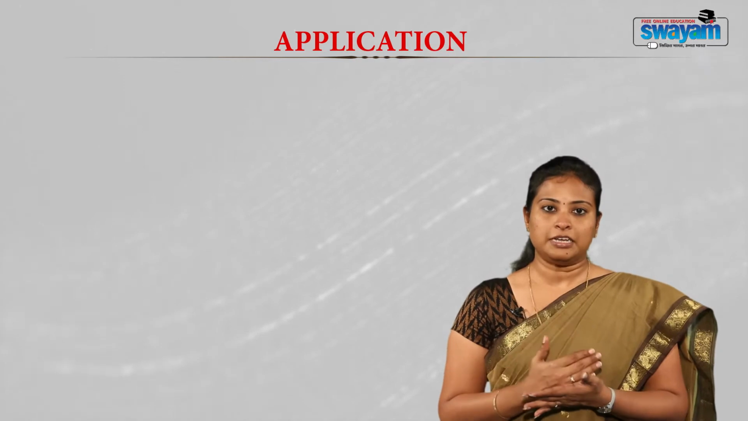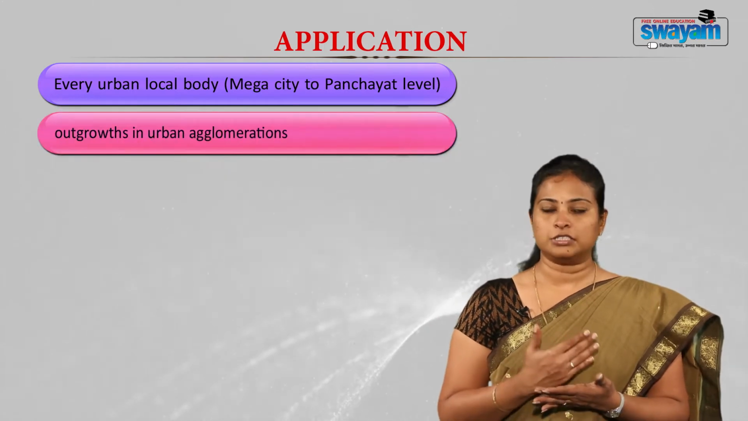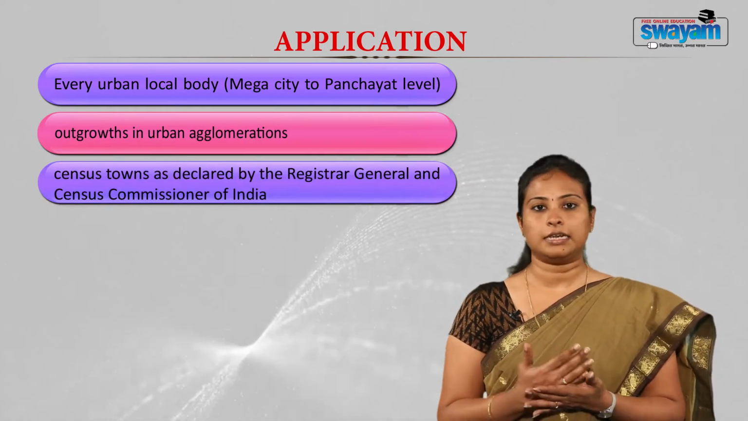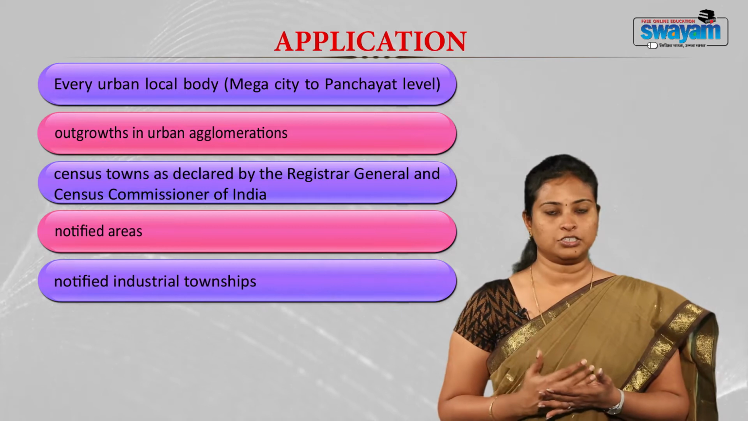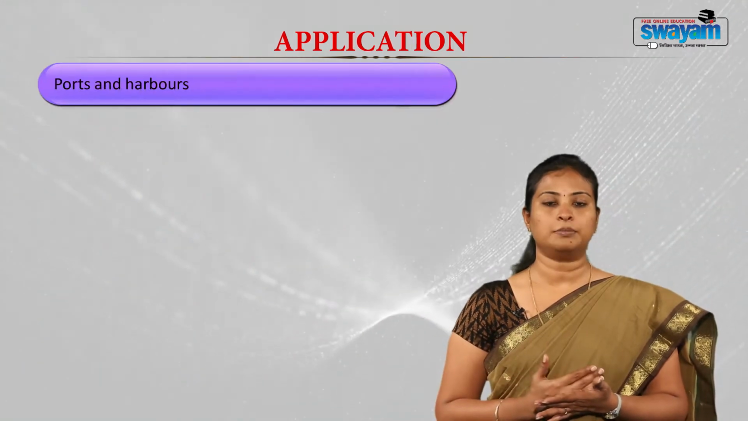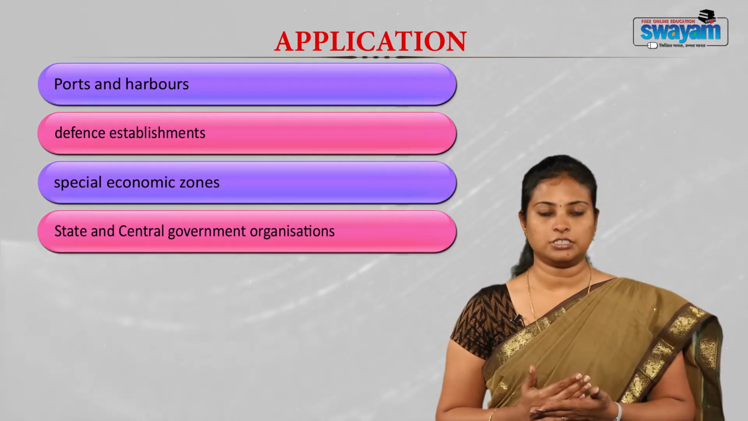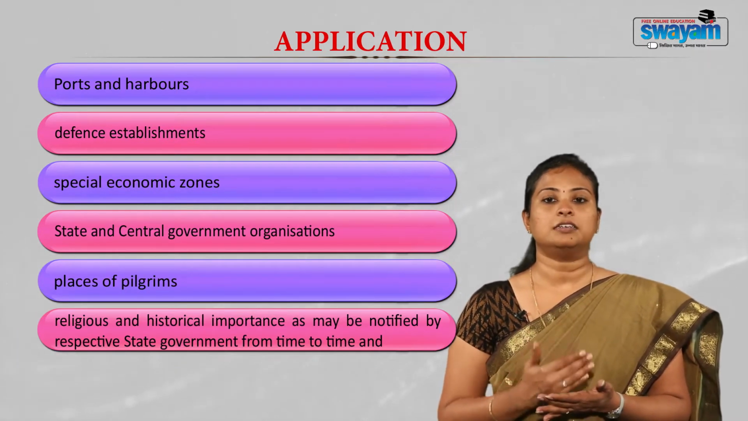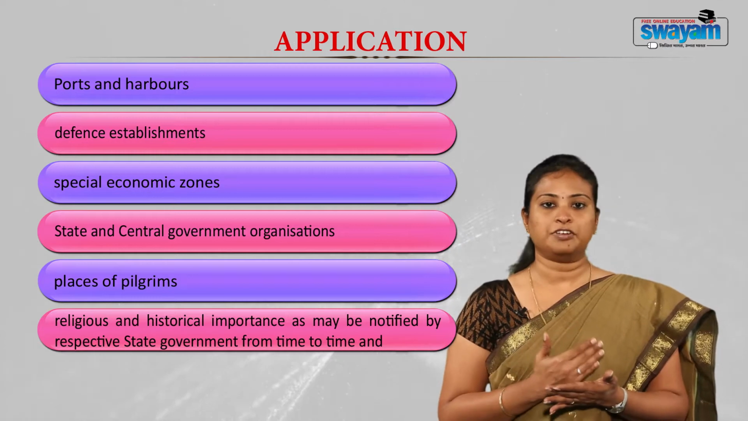Now, let us discuss to whom these rules are applicable. The new rules are applicable to every urban local body starting from the mega city to the panchayat level, outgrowths in urban agglomeration, census towns as declared by the Registrar General and Census Commissioner of India, notified areas, notified industrial townships, areas under the control of Indian Railways, airports, air bases, ports and harbours, defence establishments, special economic zones, state and central government organizations, places of pilgrims, religious and historical importance as may be notified from time to time by the various governing bodies.